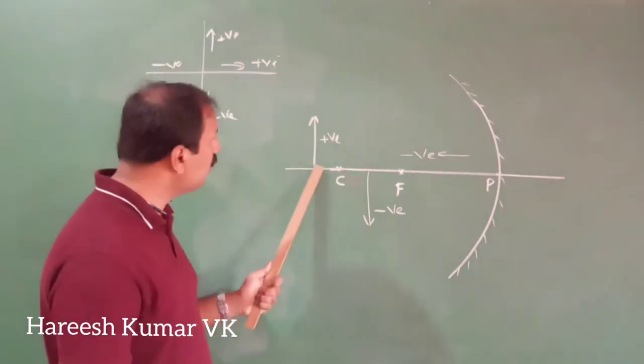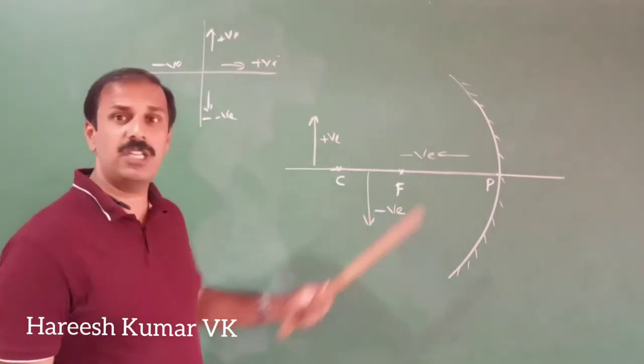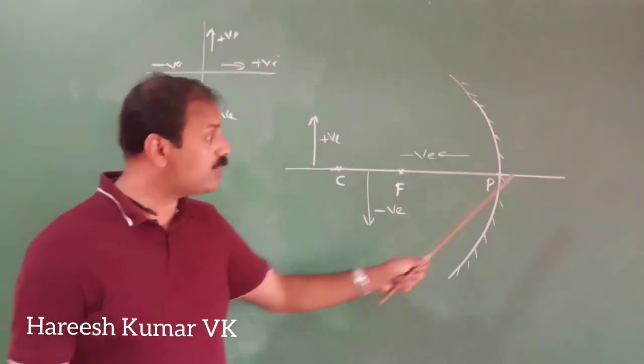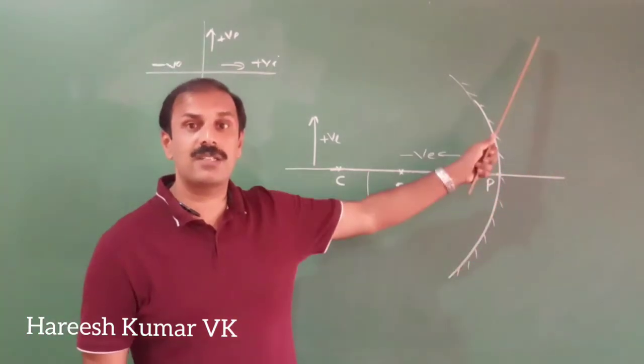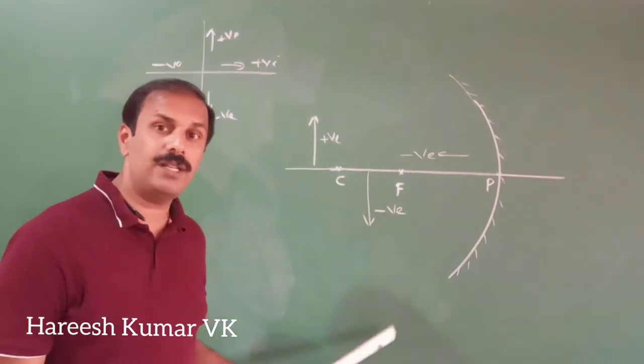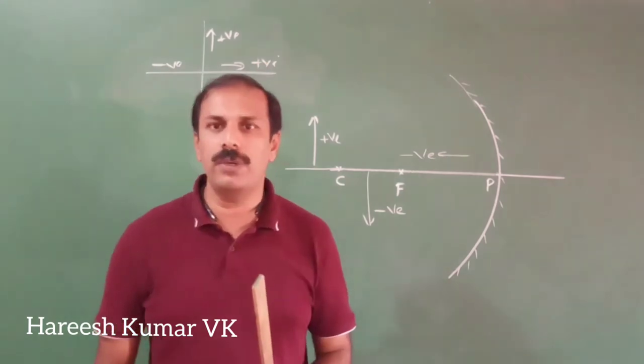Now what about the height of the object? Object height will be positive. Image height will be positive or negative based on how the image is formed. Virtual and erect will be positive. Then real and inverted will be negative. So that's how you have to remember, okay.